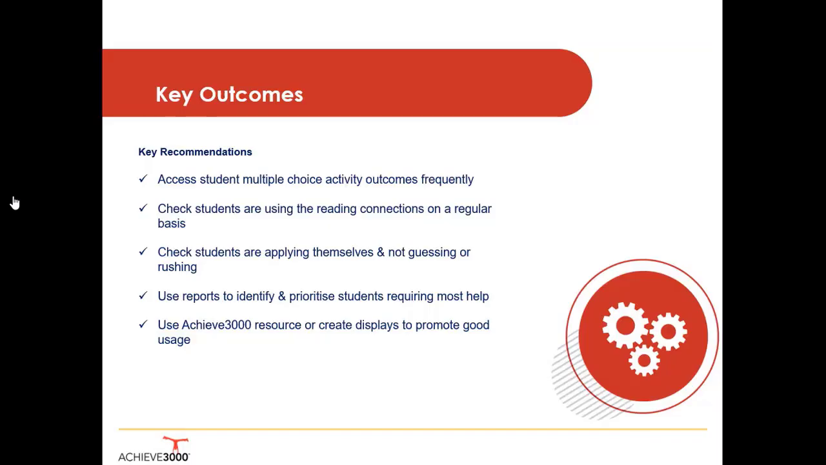In summary, key recommendations are: teaching staff access student activity outcomes on a regular basis. Check students are not guessing or rushing and are applying themselves. Utilize the report to prioritize students requiring most help. And check reading connections to ensure students are making notes and summarizing during their reading of the article.